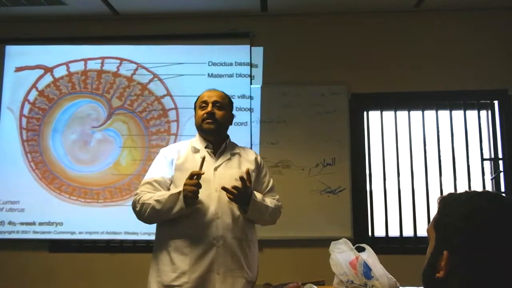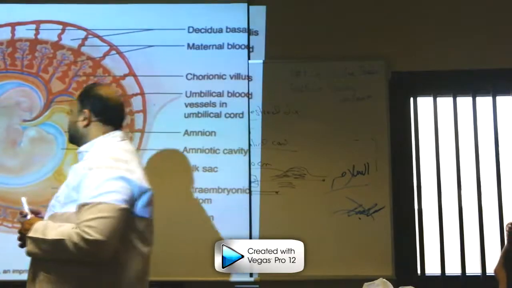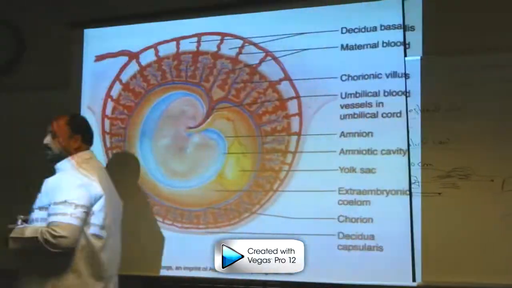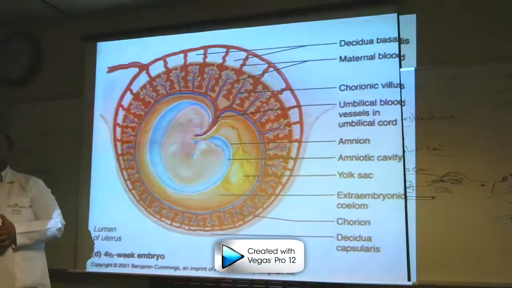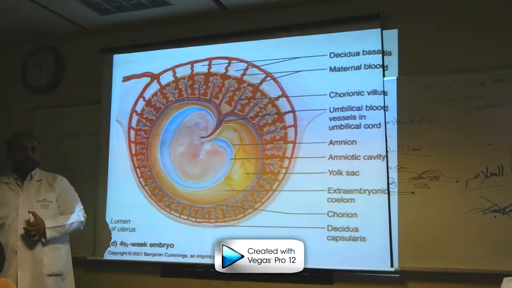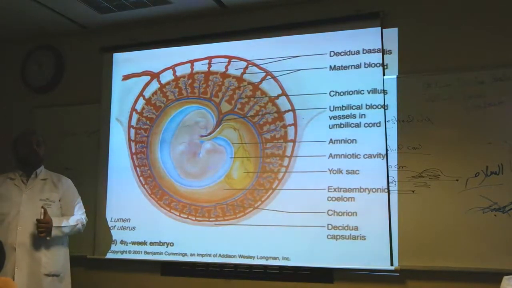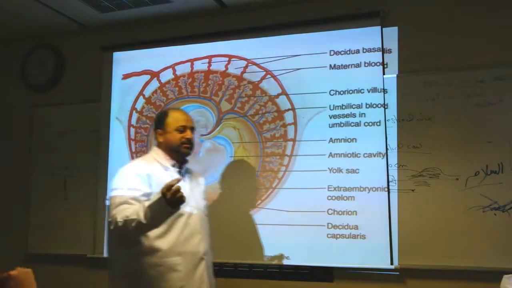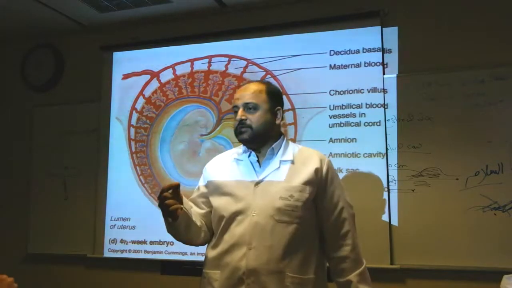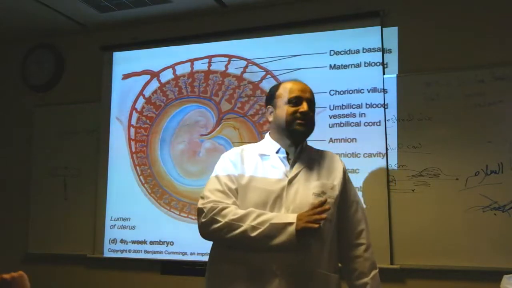Basalis, capsularis and parietalis. Can anybody tell me where is parietalis, where is basalis, and what is capsularis? Yes. The remainder of the uterus. Parietalis is the remaining part of the endometrium. What is decidua? Actually, decidua is the name given to the endometrium of pregnancy. Endometrium of pregnancy is called decidua.